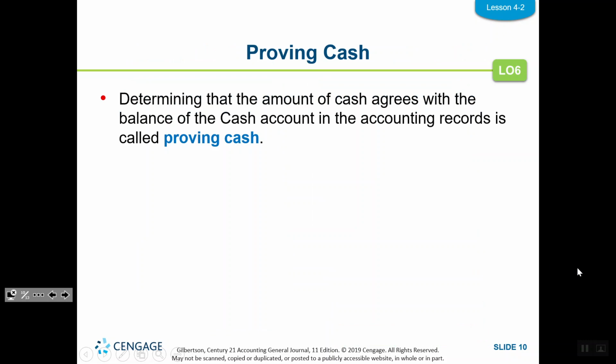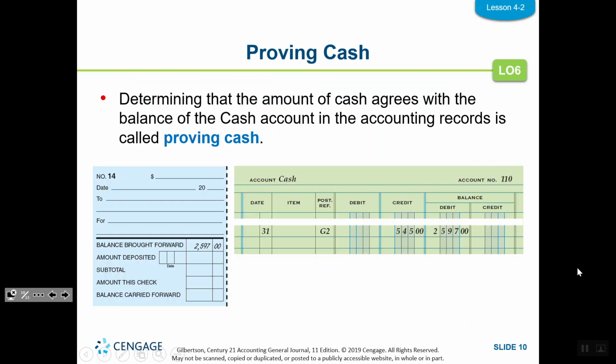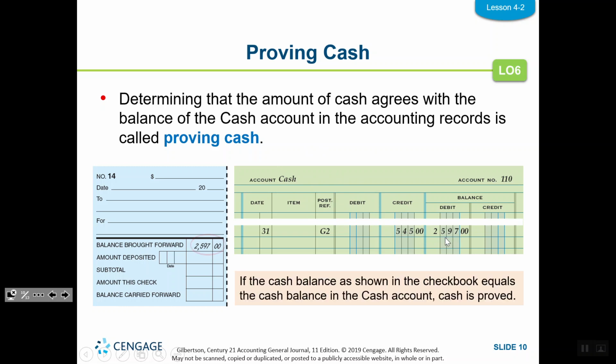All right, now to prove cash, we have to determine that the amount of cash on hand agrees with the balance of the cash account in the accounting records. That's called proving cash. So what we do is find the general ledger cash account and look at the balance, $2,597. Then we look at our latest check stub, our balance in our checking account. That should also be $2,597. If those things agree, we're okay so far.